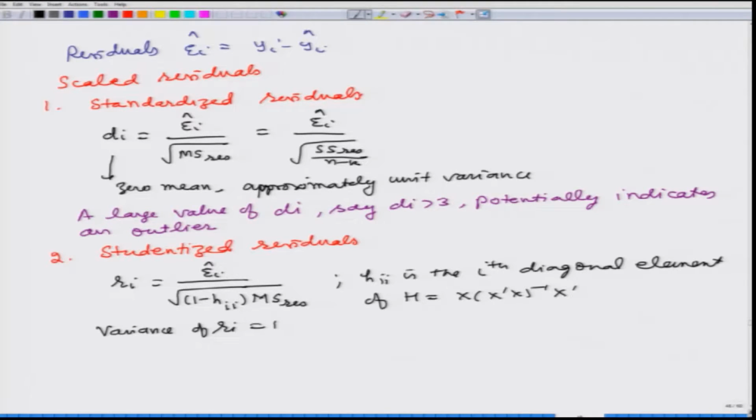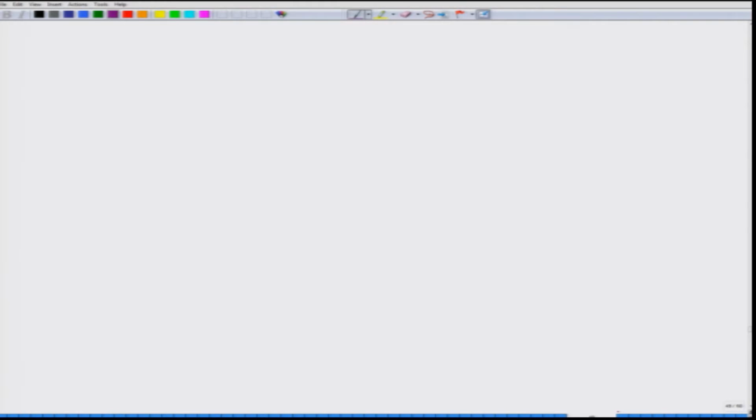This also has a similar interpretation as di, that a large value of ri indicates a potential outlier. These standardized or studentized residuals can be very easily calculated when we are using statistical software.